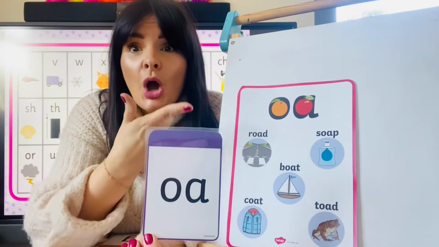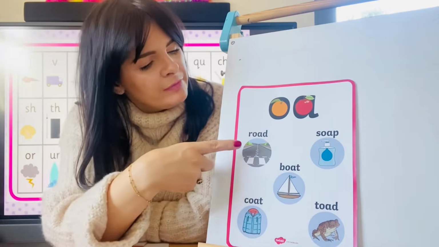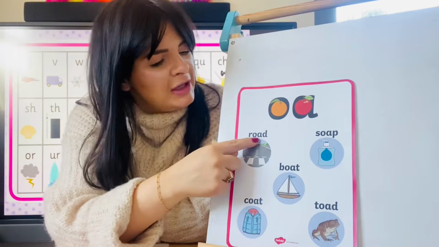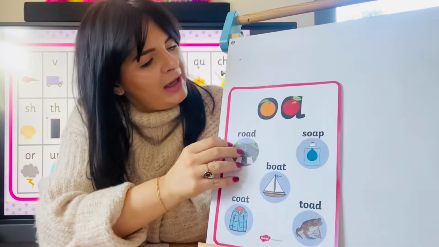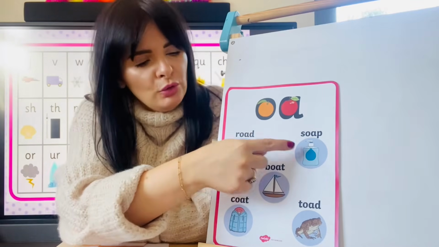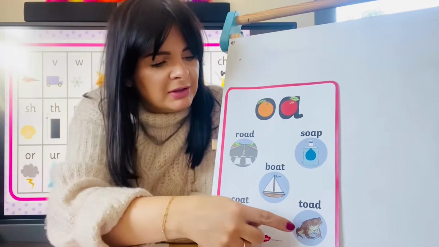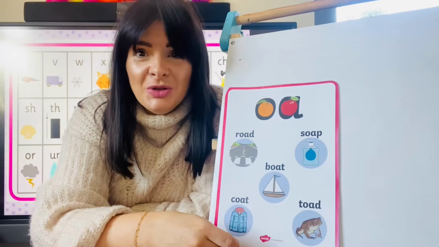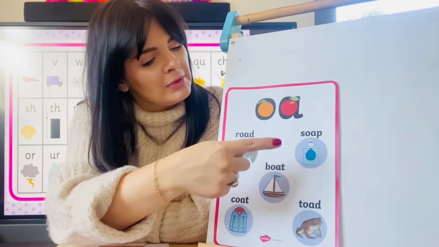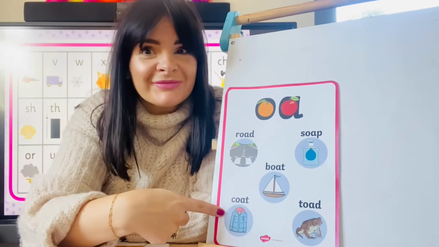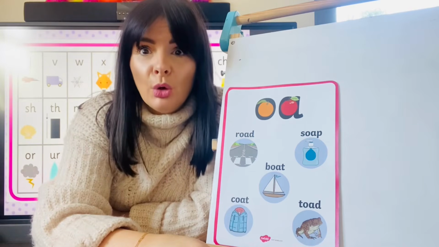Okay, so this was oa. We're going to look at some oa pictures now. We have a road. Can you see the oa? Oa in road. We have road, soap, boat, coat, and a toad. Can you say those words for me? Well done.